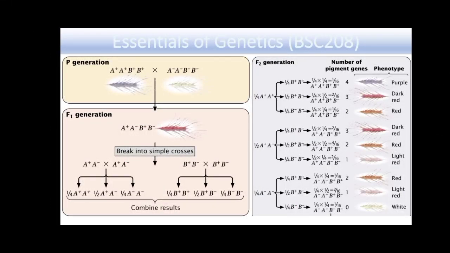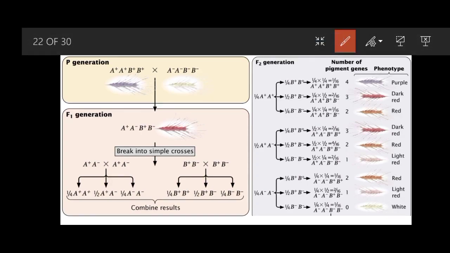So now let us have a look at the cross which involves the kernel color in wheat plants. In the parental generation, we have two plants. One is with dark color, this is purple, and the other is a white plant. These are all dominants, and this is recessive. Both are pure breeds. So in the F1 generation, all are heterozygous.